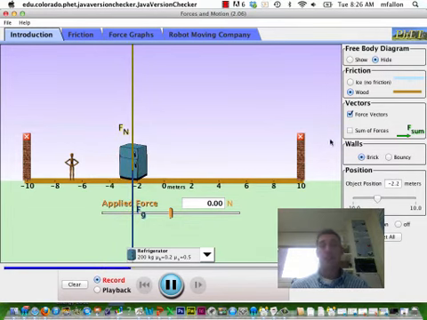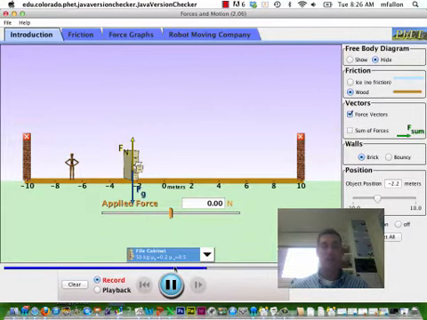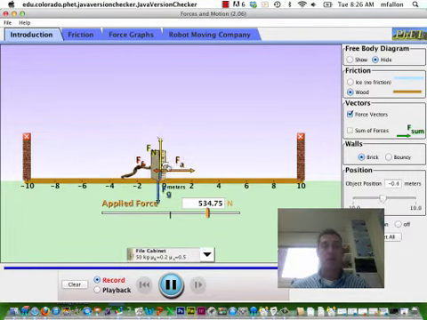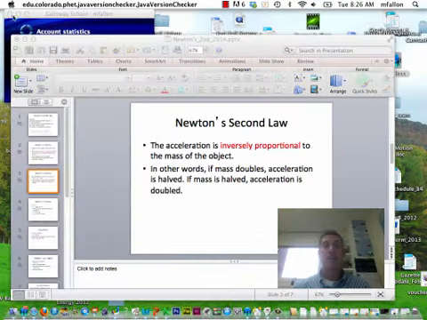If the mass is cut in half, what would happen to the acceleration? Now I've cut the mass in half to a file cabinet, from 100 to 50. Now the acceleration with the same force would be double. That's inversely proportional. When one goes up, the other goes down. When one goes down, the other goes up. That's the relationship between mass and acceleration.